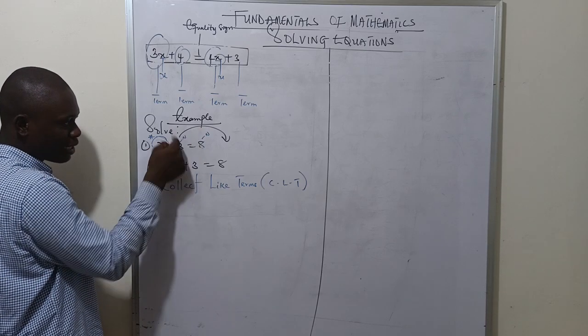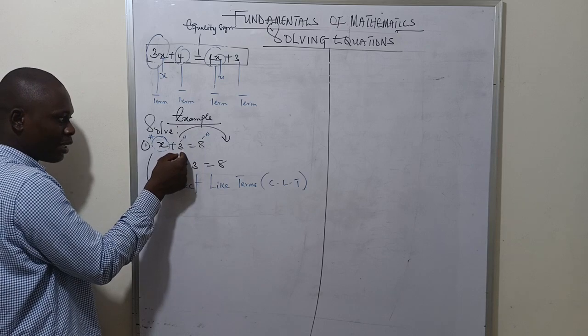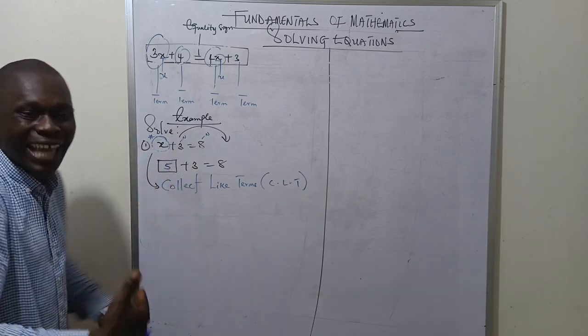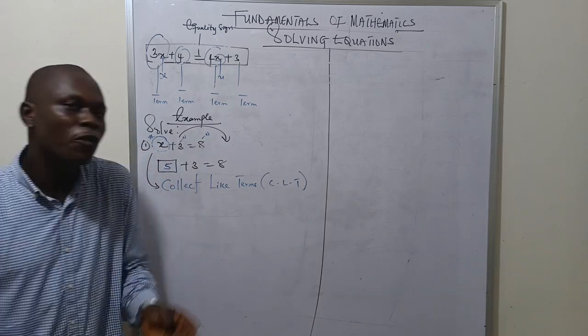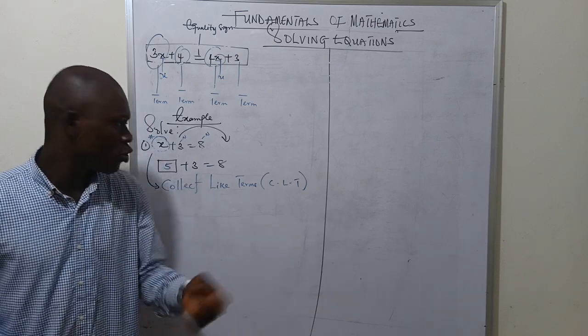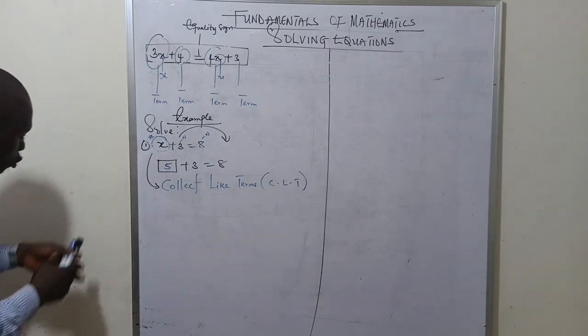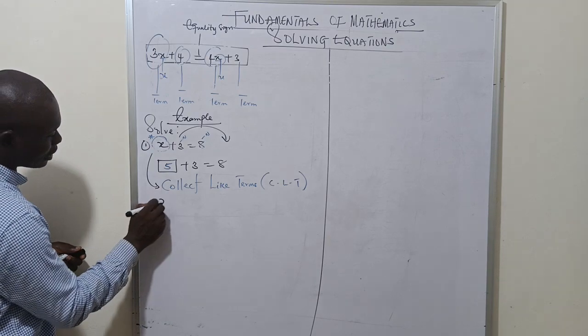I wouldn't have brought this here. It doesn't make sense, because if I bring this here, it's not making x stand alone. And I want x alone, because to find the value of x, you need to make x stand alone. So if I make x stand alone, I'll have something like this. My x here is equal to what?